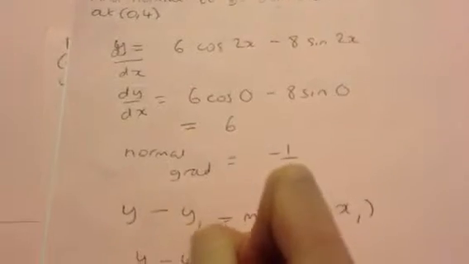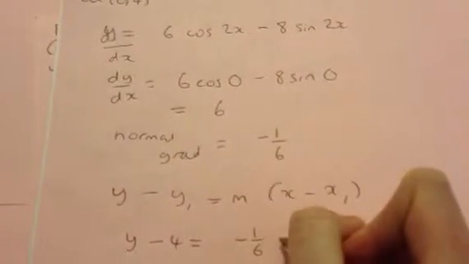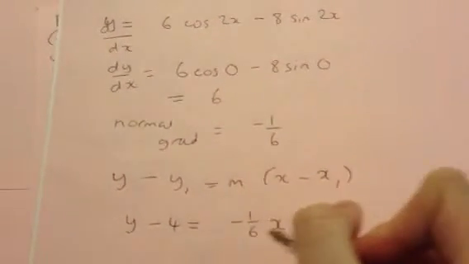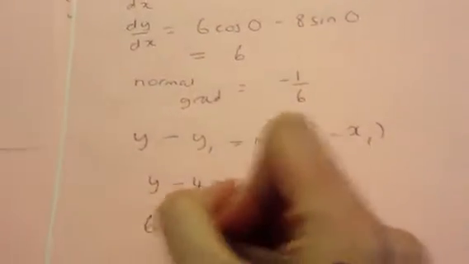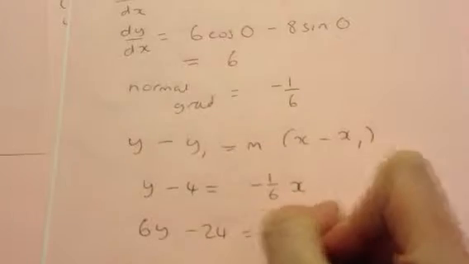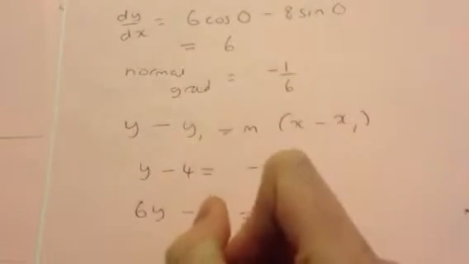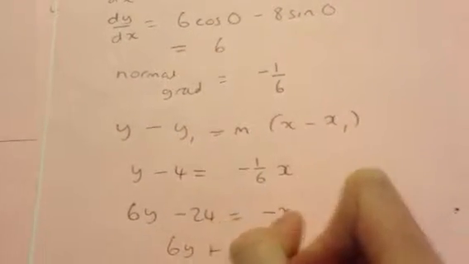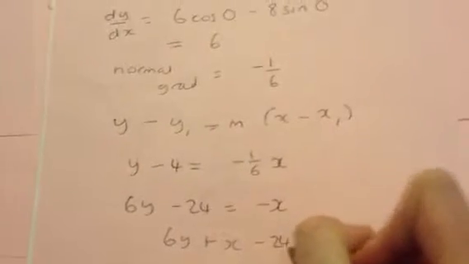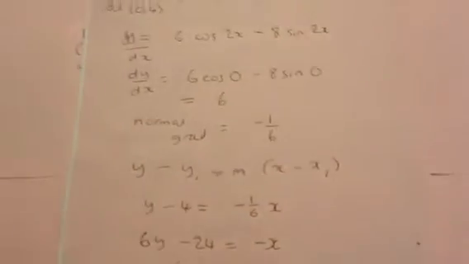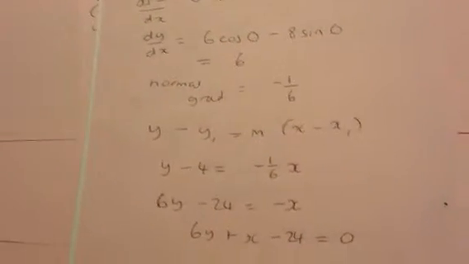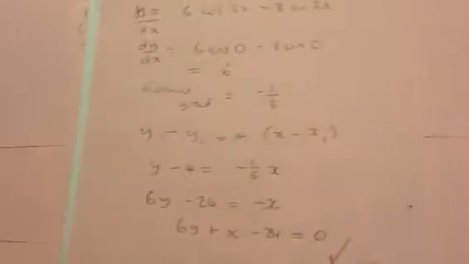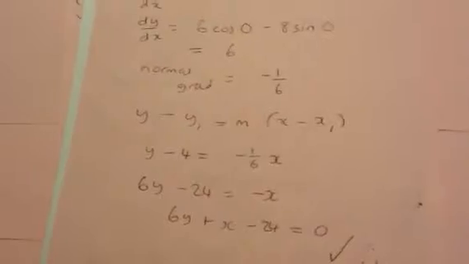So y minus 4 is minus 1/6 x minus 0, so like that. And then to make it look nicer, I'm going to times by 6, so you get 6y minus 24 is minus x. So 6y plus x minus 24 is 0 when you simplify it. And does (0, 4) work? 24 plus 0 minus 24 is 0, so yeah, it's another good few marks there for us.